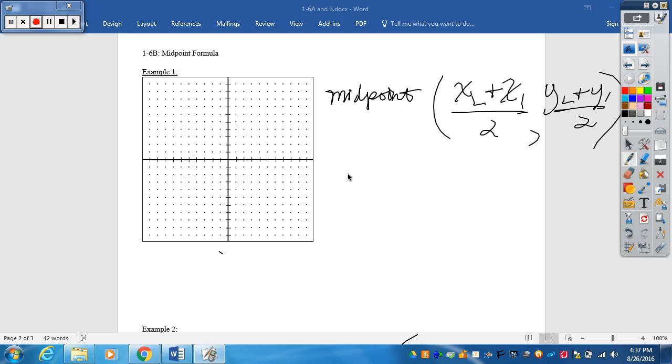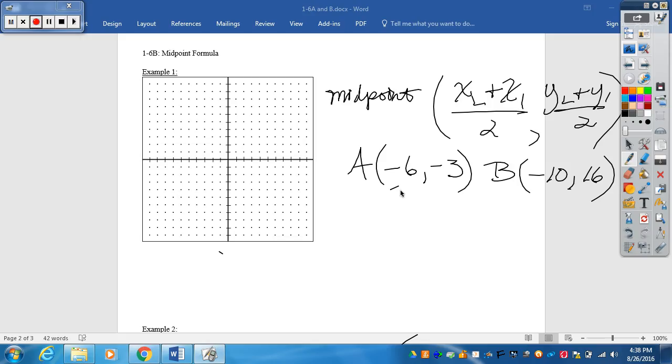If I were to give you A is at negative 3, and let's do B is at negative 10, 16, okay? And I'm just going to help you out here. I'd like you to apply this one as x sub 1, y sub 1, and x sub 2, y sub 2. I want you to take a moment and go ahead and plug those values into the midpoint formula and then simplify it for me, okay?